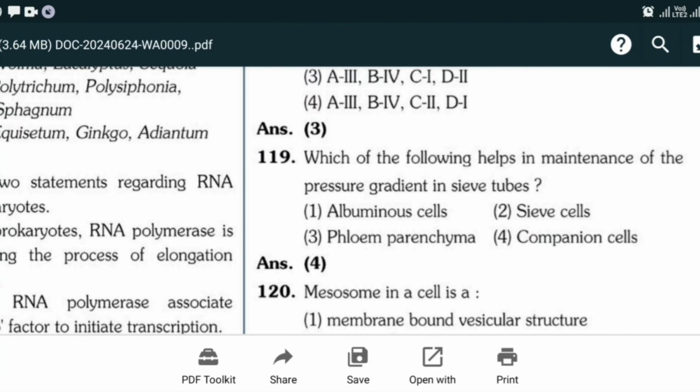Which of the following helps in maintenance of the pressure gradient in sieve tubes? See, for sieve tubes there is always one tissue which helps in maintaining all the functions of the sieve tube, that is the companion cell. It is like a companion which controls all the functions of the sieve tube. So here it is also maintaining the pressure gradient which is created in the sieve tube because of the flow of all the food. So the answer will be the fourth option, companion cell.